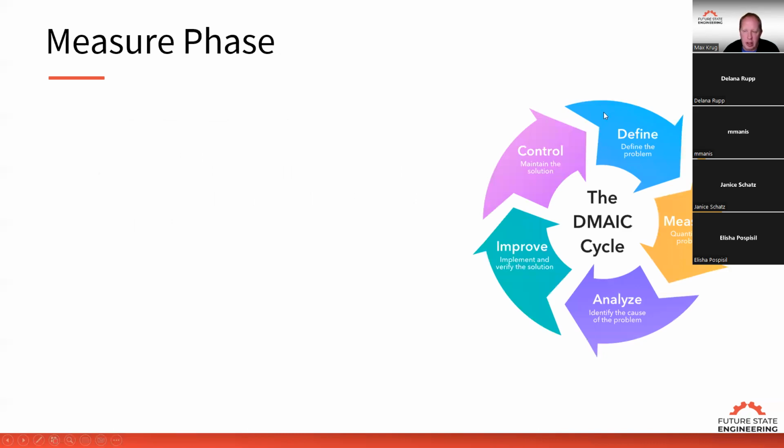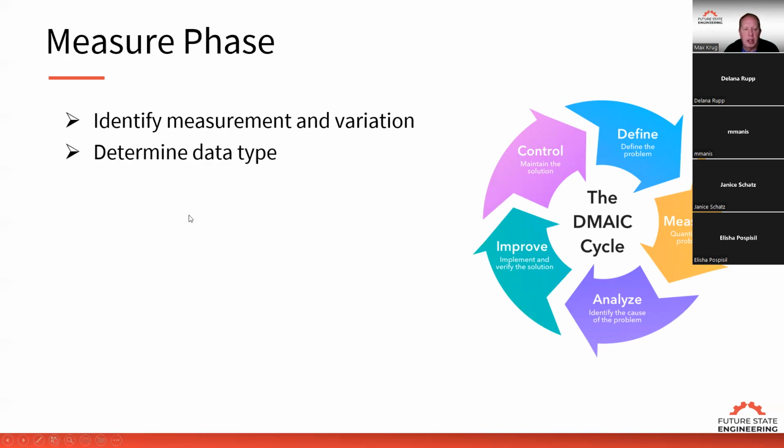So once we define the problem, we got our problem statement, we understand the variables in the process, we understand the relationship of the variables to the customer requirements, then we want to go to the measure phase. So the measure phase is identifying the measurement and variation, determining the type of data that we're going to work on, and developing our data collection plan. So we want to collect data about the process. So how are we going to measure that? Of course, we need to make sure if we're measuring it that our measurement system is actually capable. What type of data are we going to collect?